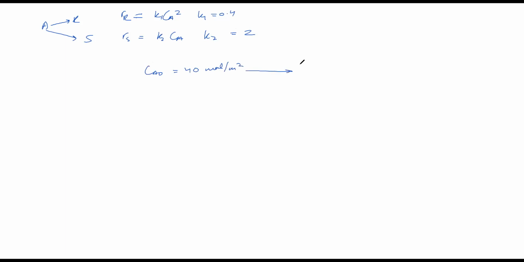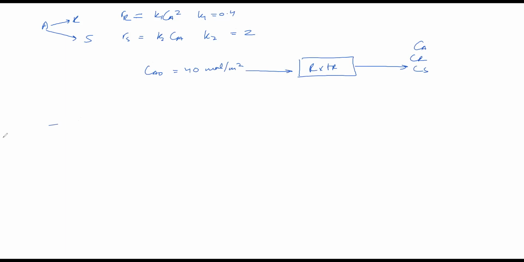So again, for this set of problems, you're given A going to R going to S. You're given two reaction rates. R is equal to K1 Ca squared and K1 is 0.4. Rs is K2 Ca and K2 is 2. And I'm given Ca naught is equal to 40 moles per meter cubed. It's going inside a reactor. For 7.8, it was a CSTR. For this case, it's a PFR, and you basically need to calculate Ca, Cr, and Cs.